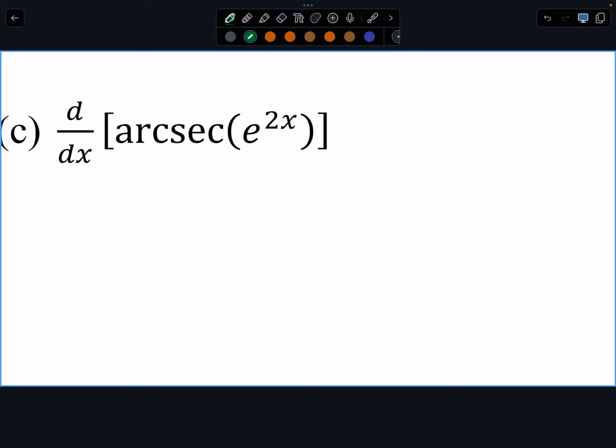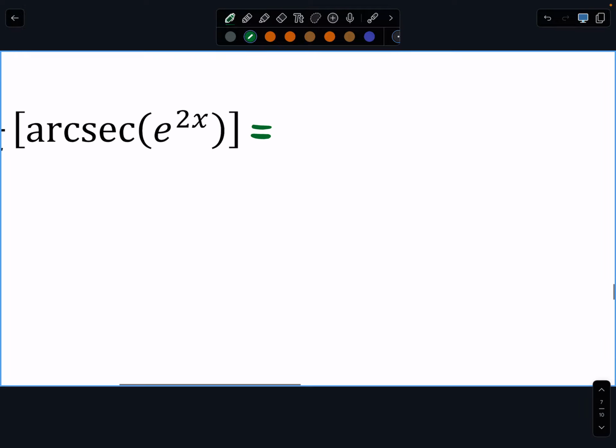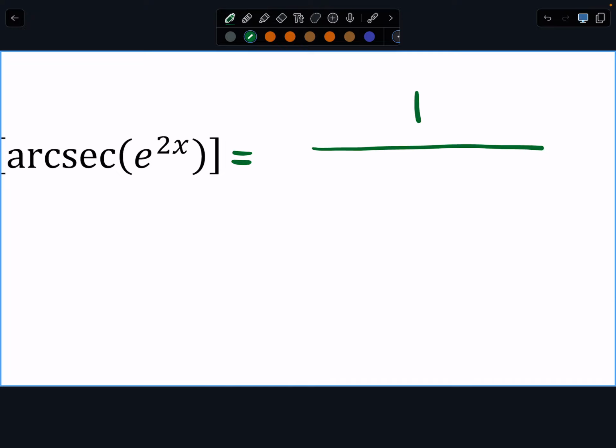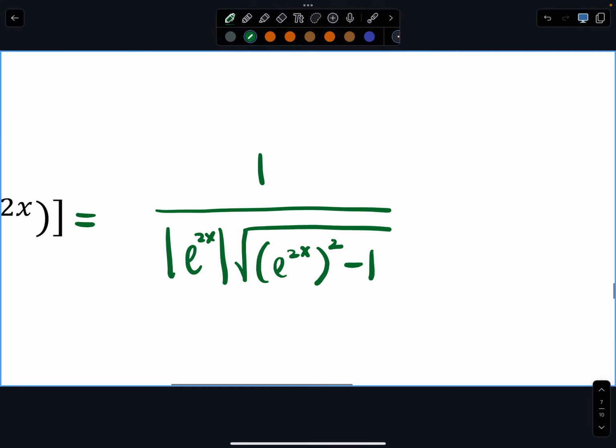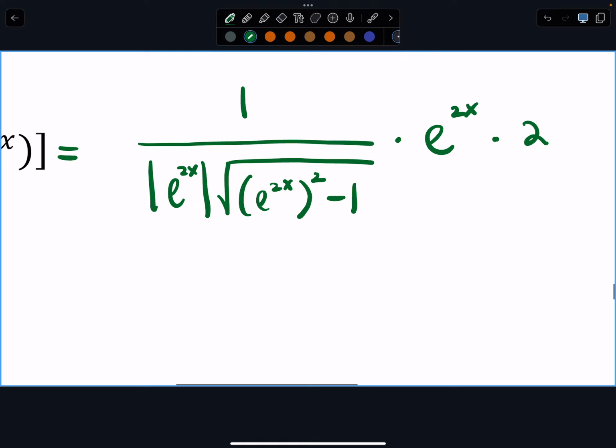You guys, this one is like double inception, chain rule in chain rule. Okay, so derivative of arcsecant, we have 1 over the absolute value of e to the 2x times the square root of e to the 2x squared minus 1, and then times the derivative of e to the 2x, which requires chain rule again. It's kind of fun, huh?